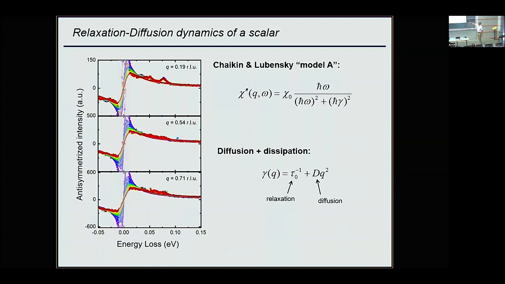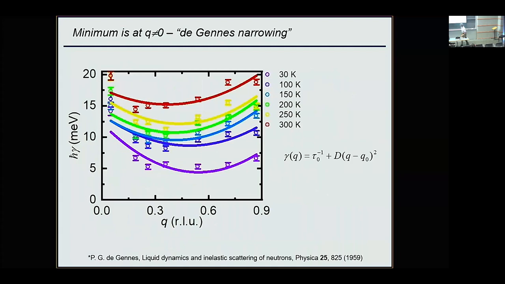And what this allows us to do, if you take gamma of Q, what the textbooks tell you is it should have two pieces. It should have a relaxation parameter, which is just pure dissipation, and then a diffusion term, which would be Q dependent. Okay, so if this thing is Q dependent, then that implies there's diffusion in the problem too. And you can actually get out a diffusion constant if you fit that. And the thing that we found is if you take this gamma and plot it as a function of Q, it has a minimum. So it's also very temperature dependent. This tau naught is temperature dependent, the D is temperature dependent, and there is a minimum, but it's not at zero, which is what you'd expect for normal diffusion. It's actually at non-zero Q. So all the dynamics are basically parameterized by a tau naught, a D, and a Q naught.